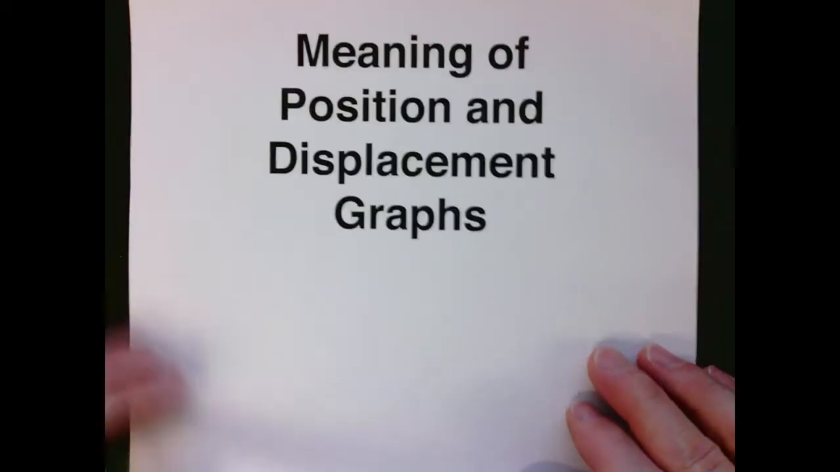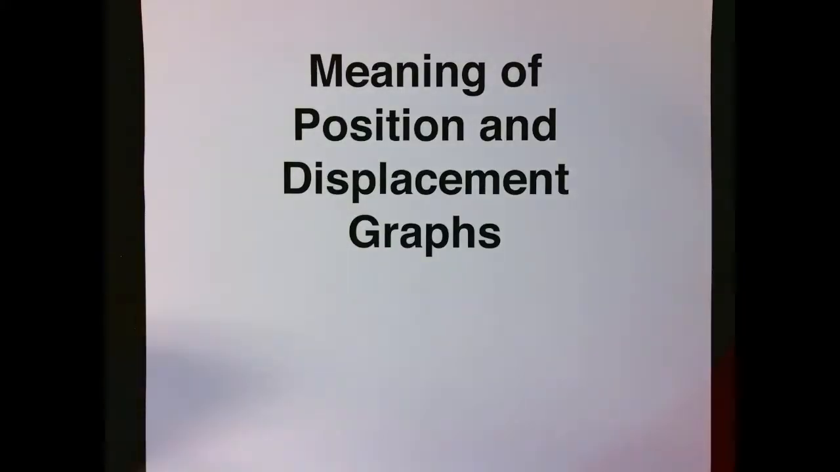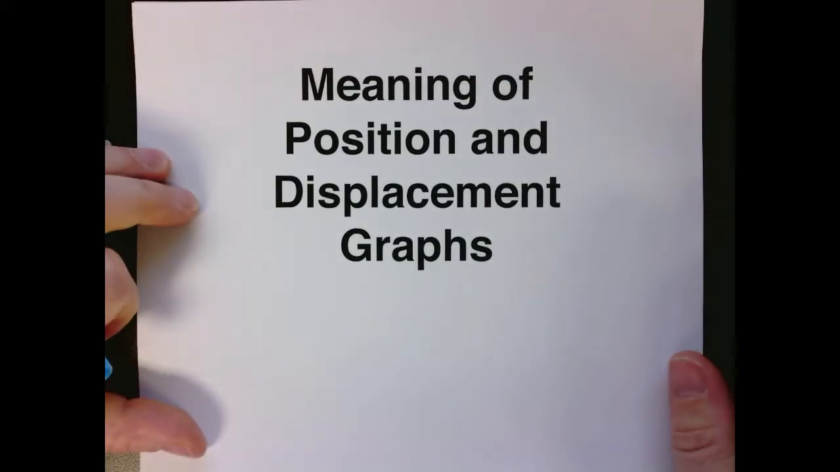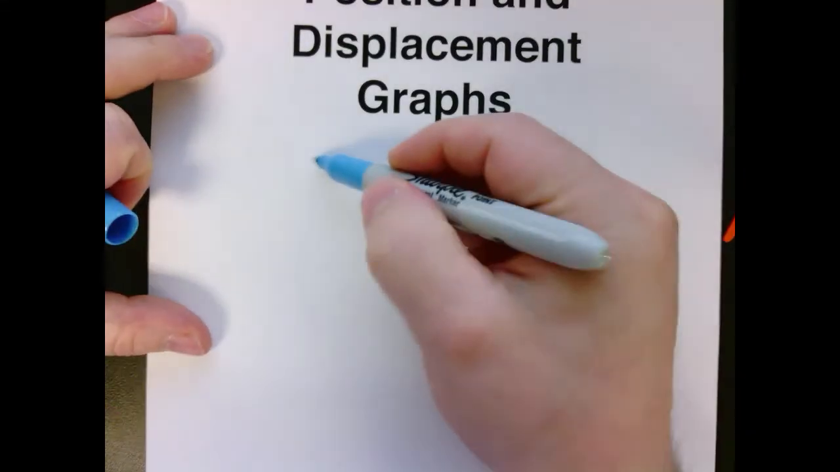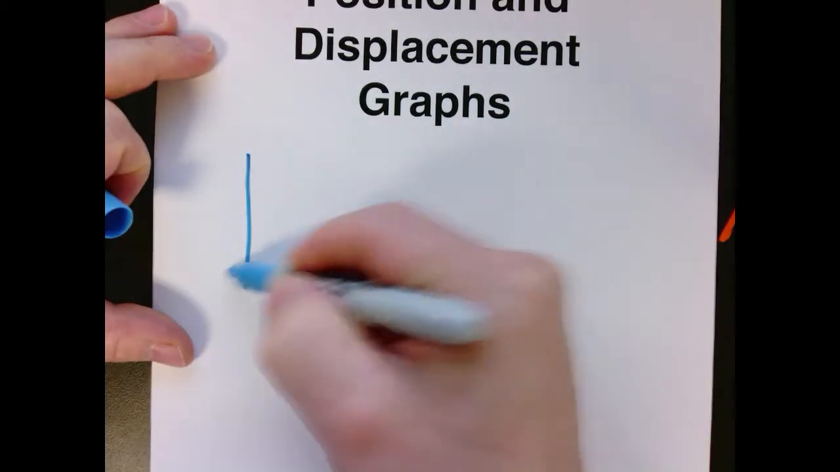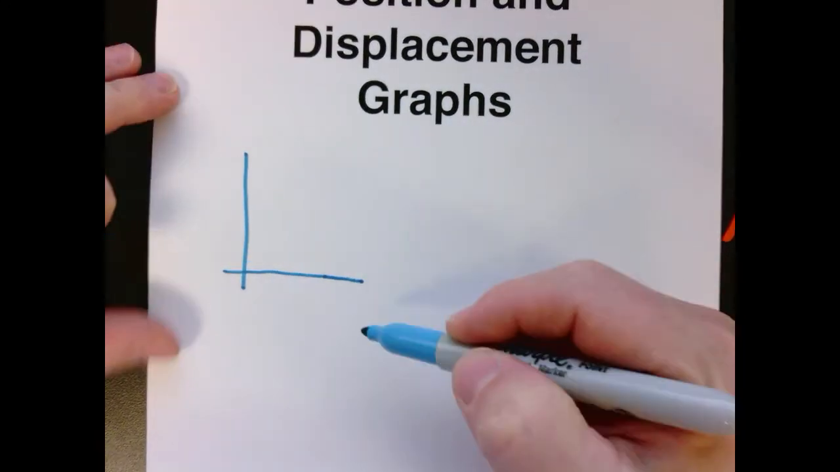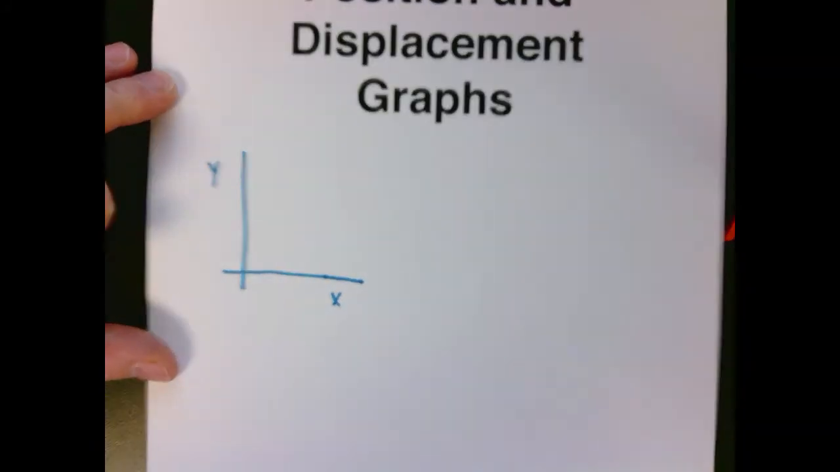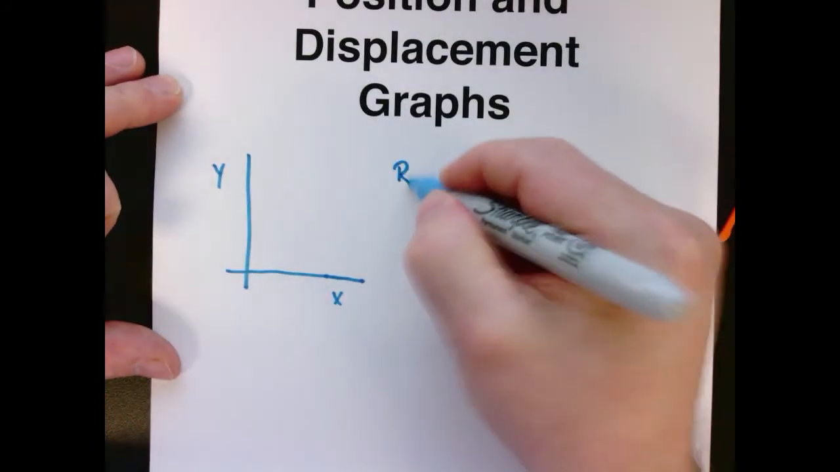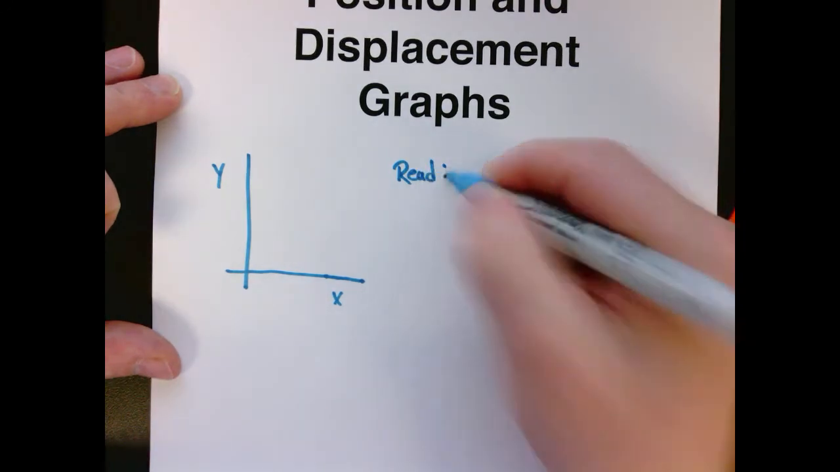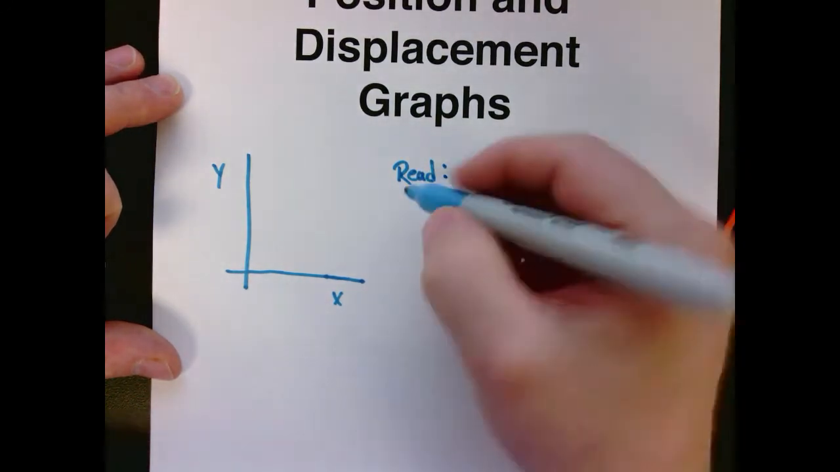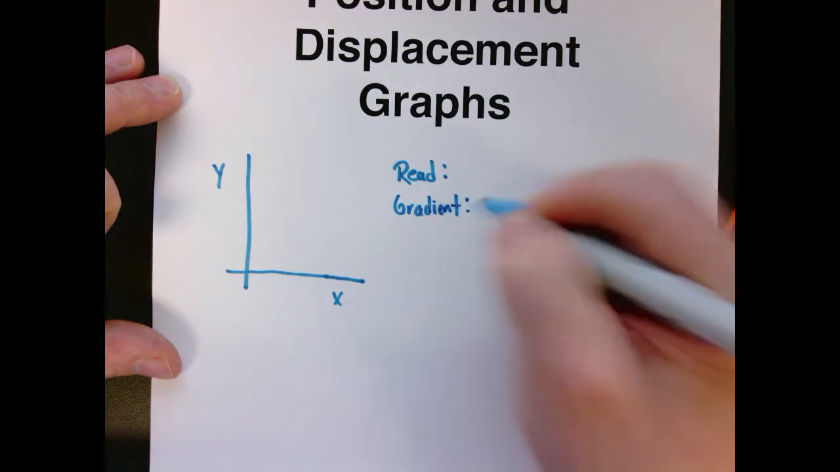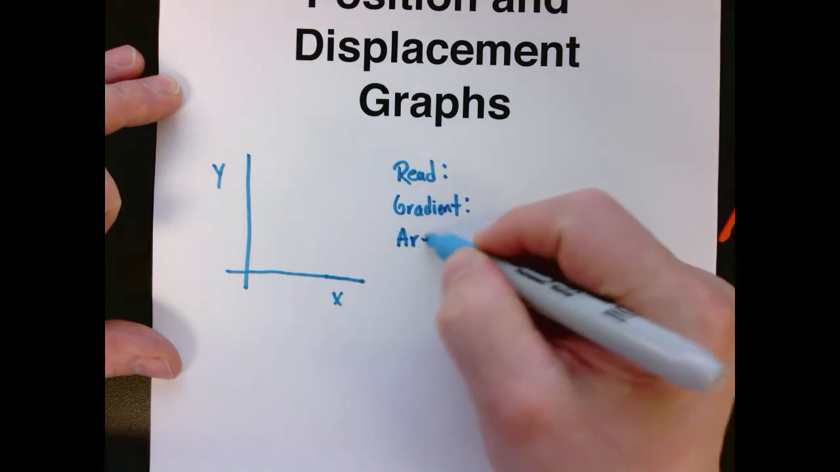So let us just revisit the meaning of position and displacement graphs. We said in a previous lesson that there are three things we always look for with every graph. We have our y values and our x values. And what we always look for first is to see what we can read off the graph. The second thing is, what does the gradient tell us? And the third thing is, what does the area tell us?